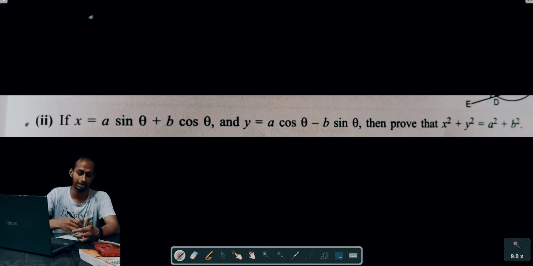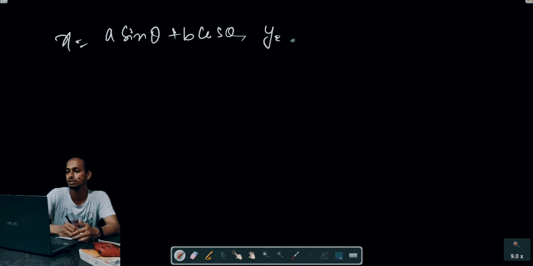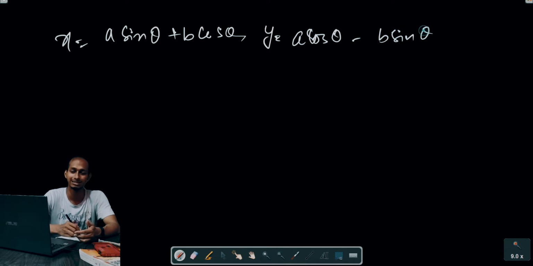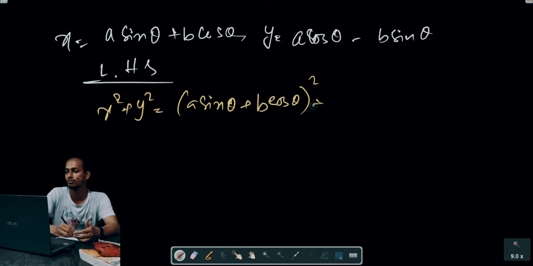Let us first check out all the important data given in the question paper. It's given x equals a sin theta plus b cos theta, and y equals a cos theta minus b sin theta, right? We will start with the LHS as usual. In the LHS we start with x square plus y square. In place of x, we put the value of x, that is a sin theta plus b cos theta whole square, plus in y's place I'll put the value, a cos theta minus b sin theta whole square, right?